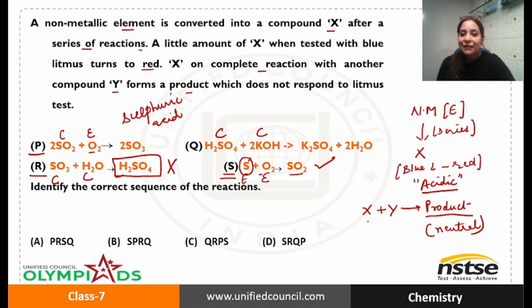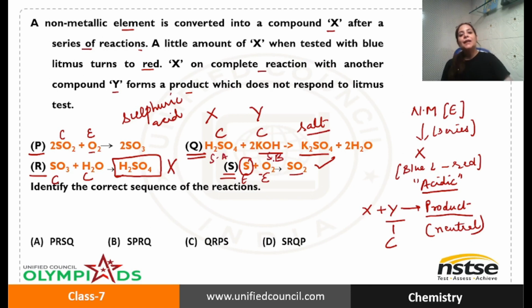Now this X is reacting with another compound Y. So obviously this is Q, because this is X reacting with the compound KOH, and the product which is forming is potassium sulfate, and obviously it is a neutral salt because it is formed from a strong acid and a strong base.